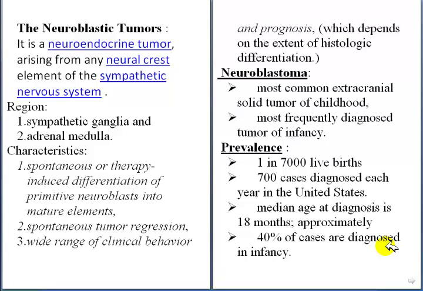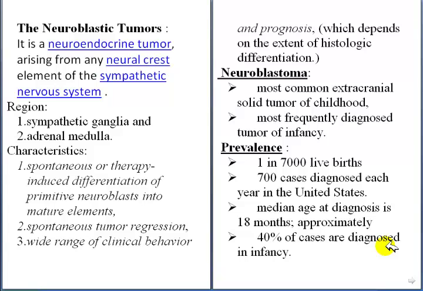Okay, let's talk about the neuroblastic tumors. Now, this is actually a neuroendocrine tumor that arises from neural crest elements of the sympathetic nervous system. The main regions where you would find these neuroblastic tumors are the sympathetic ganglia and your adrenal medulla, because both of these components arise from neural crest cells.